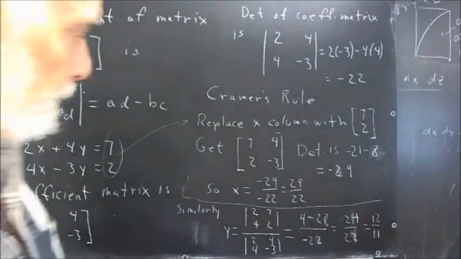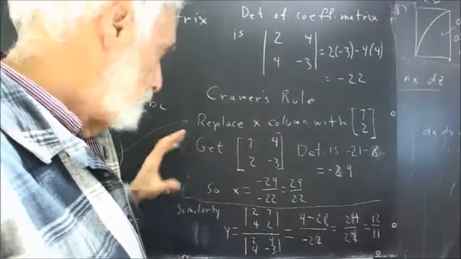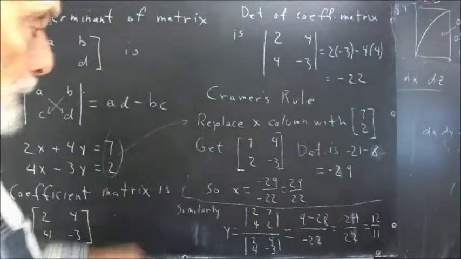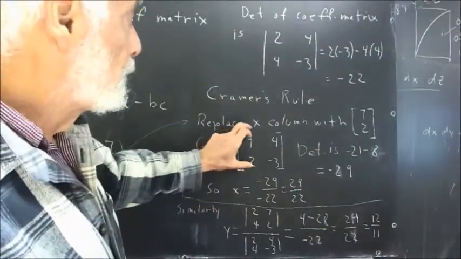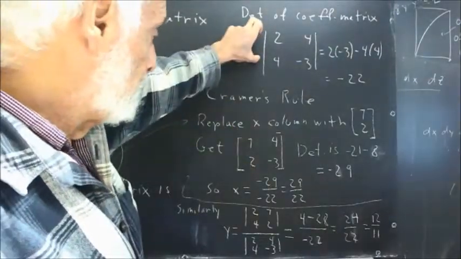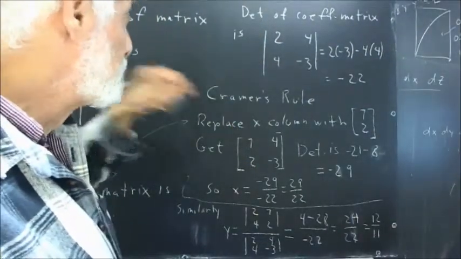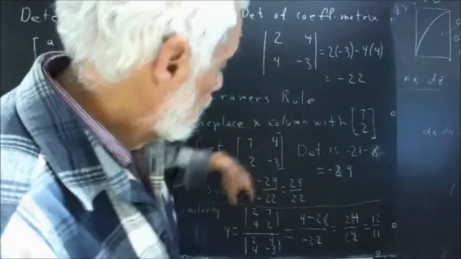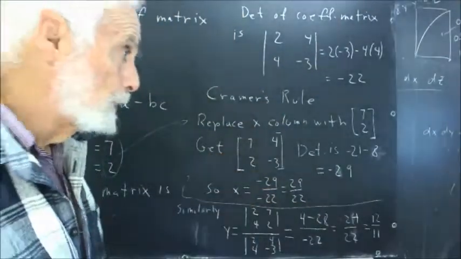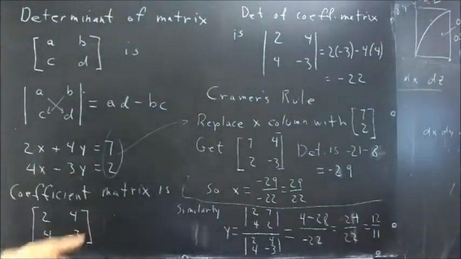It follows then that x, and you don't know this, I'm inserting this, it follows then that x is the determinant of this matrix divided by the determinant of the coefficient matrix. That's going to be negative 29 divided by negative 22. We get 29 over 22 for our x value.